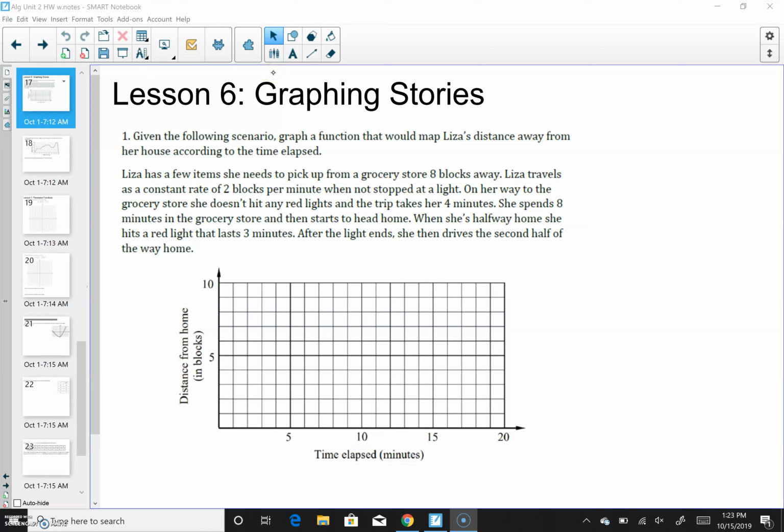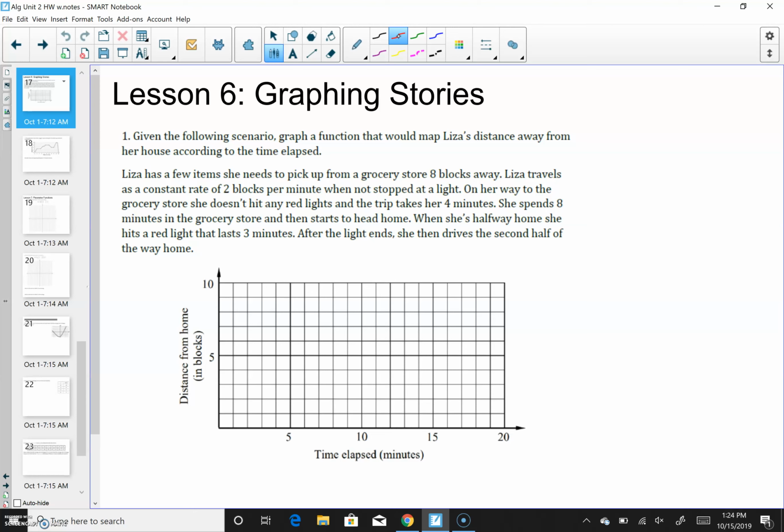For lesson 6 homework on graphing stories, we want to take a situation and create a graph that describes that situation based on all the key facts that they gave us in the problem. So the first one is, given the following scenario, graph a function that would map Liza's distance away from her house according to the time elapsed.